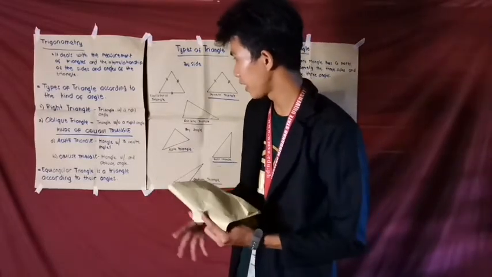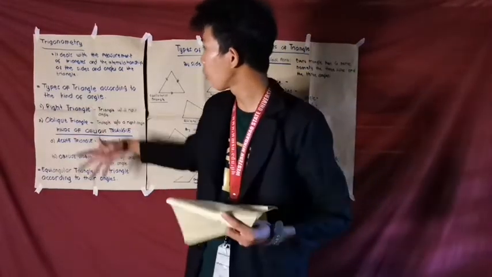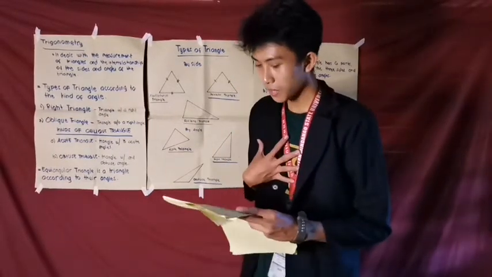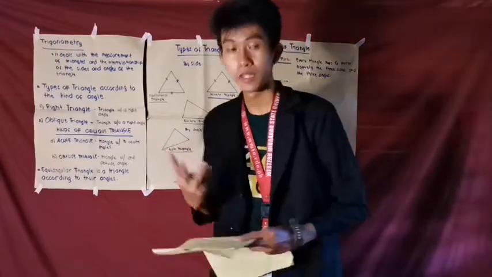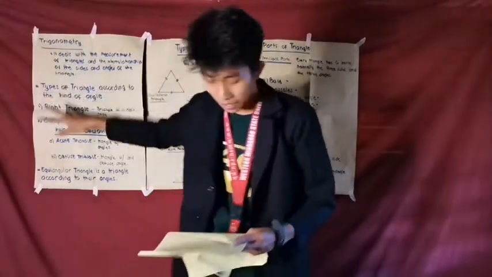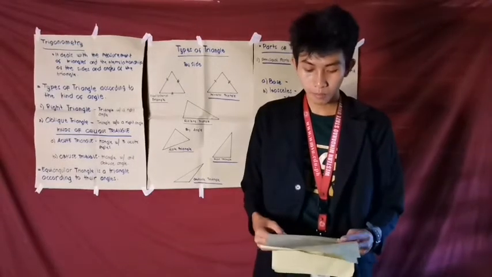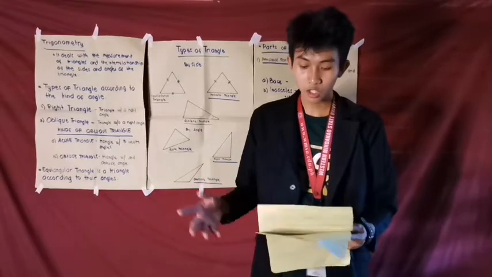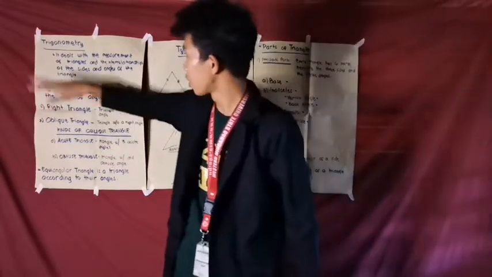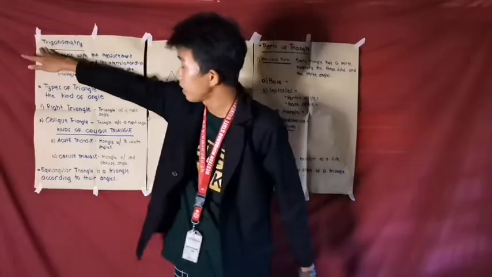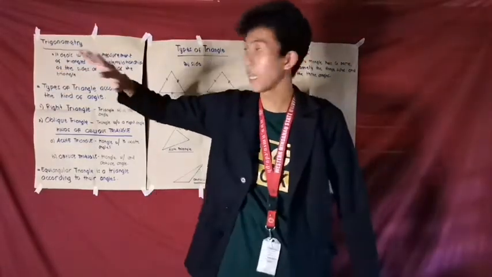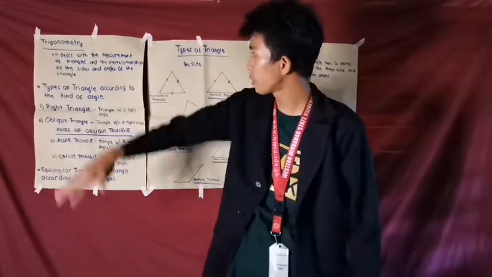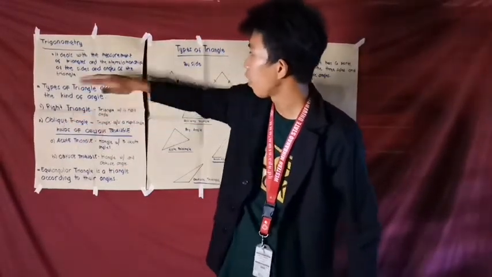Trigonometry came from a Greek word. Tri means three, gono means side, and metron means the measurement. So, trigonometry: tri which means triangle, gono which means side, and metron means the measurement. So, it deals with the three sides measurement.